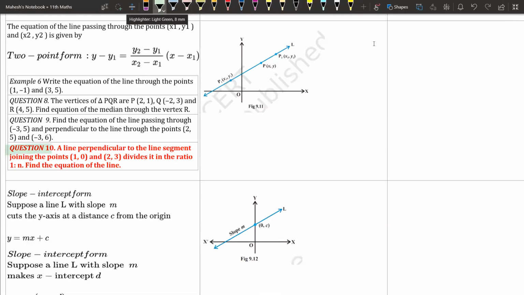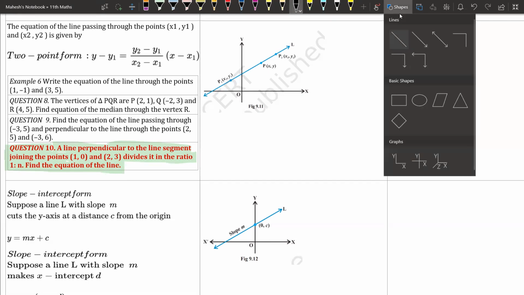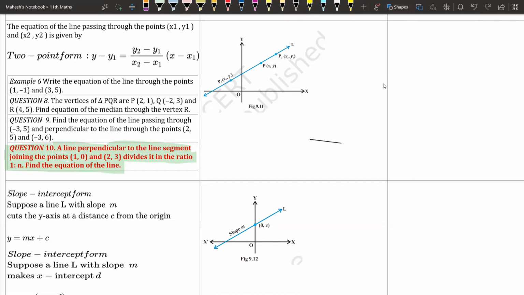Now in question number 10 from the textbook, it says a line perpendicular to the line segment joining the points 10 and 23 divides it in the ratio 1:n, and we have to form the equation of this line. So let's say, for example, perpendicular to this line, so we can make two lines here. First I'm making a line segment, right? And this line segment is obtained by joining two points, say first is A, which is 10, and the second, say B, which is 23.